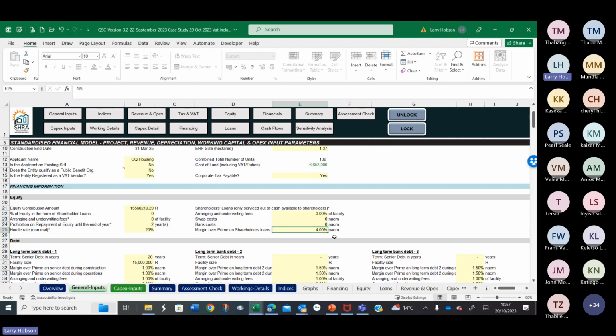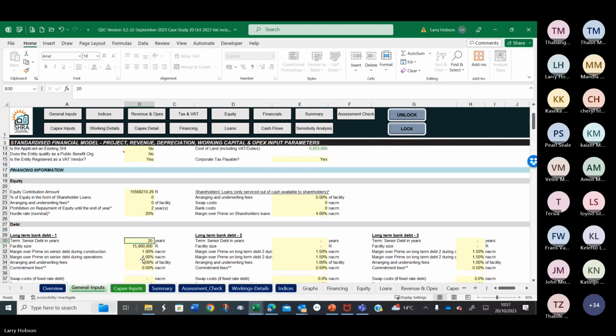Margin above prime on the shareholders' loans. If we had shareholders' loans, well, that 4% was entered as the default. Right, if we're going to arrange long-term debt, that's going to be over 20 years.